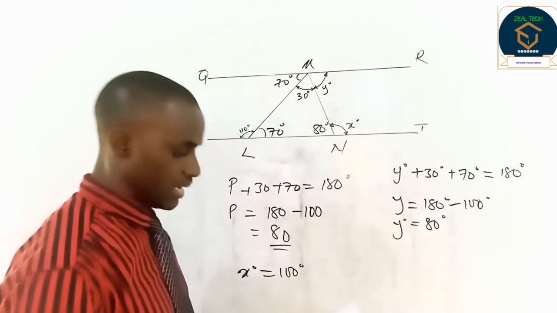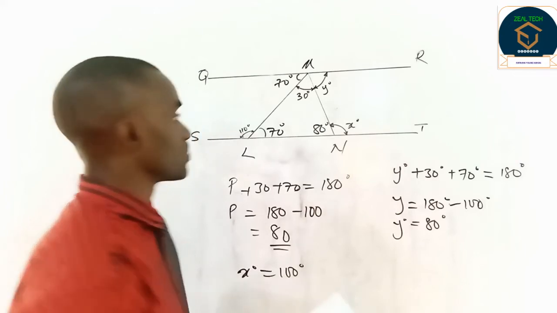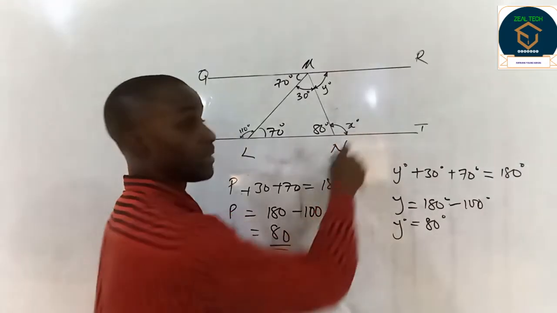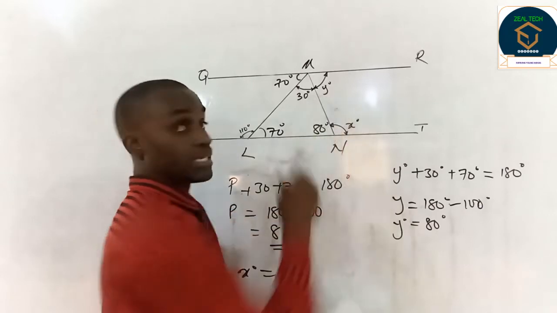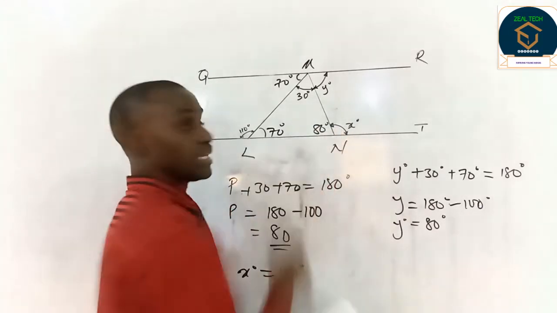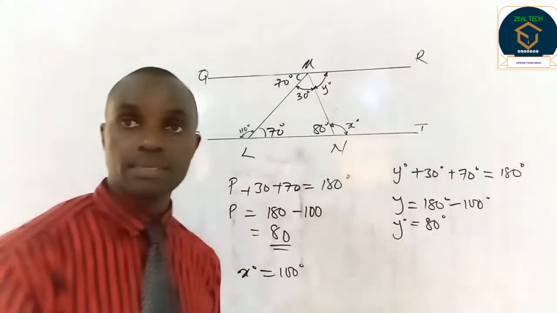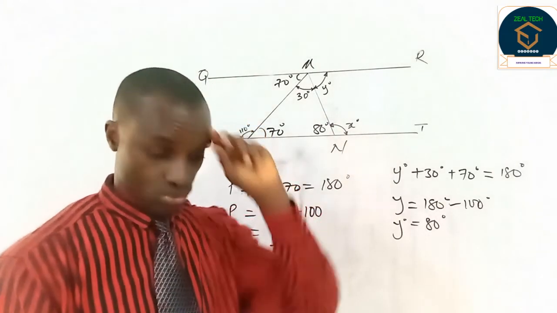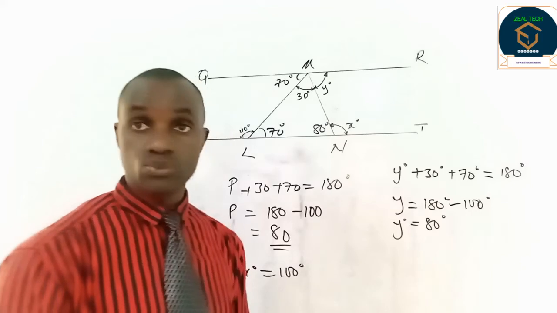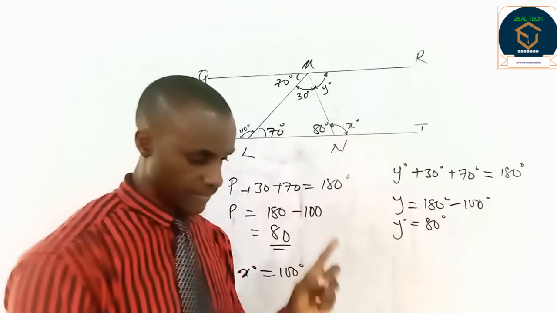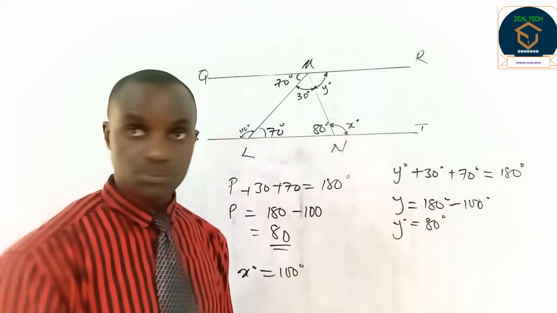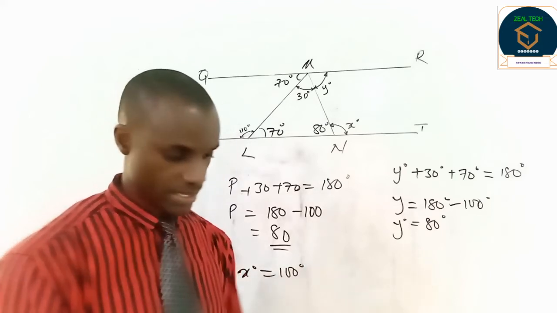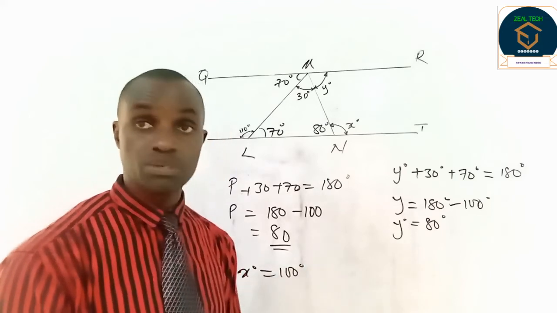Number 7: angle S can be described as what? Since this angle and this one are the same, it means the angle here is also y. So look at the English that is written there. A, an acute angle, is not true. B, a complementary angle to y, is not correct. C, a reflex angle: a reflex angle is greater than 180. And then D, a supplementary angle to y.